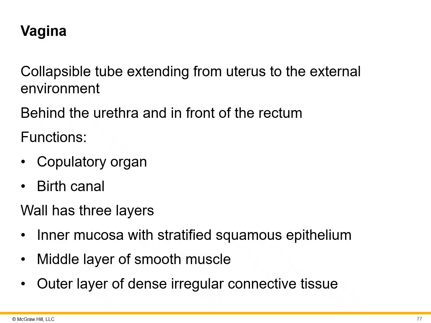All right, so your vagina is a collapsible tube that does extend from the uterus to the outside of the body, right? It is behind the urethra, but in front of the rectum. We talked about the three layers that it has. You've got that inner mucosa that has that stratified squamous epithelium. The middle layer is that smooth muscle, and then that outer layer has that dense irregular connective tissue to give it that elasticity.